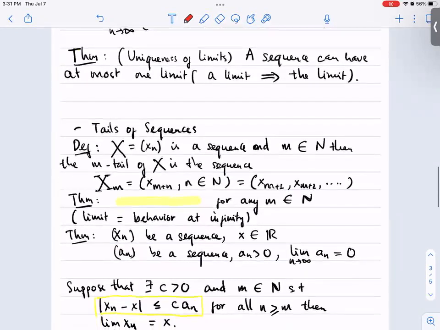Now, a very important theorem for limits is about the uniqueness of limits. That is, a sequence can have at most one limit only. That's why we say "the limit" rather than "a limit". Because a sequence can have at most one limit, as long as we find a limit of this sequence, it is exactly the limit of the sequence.